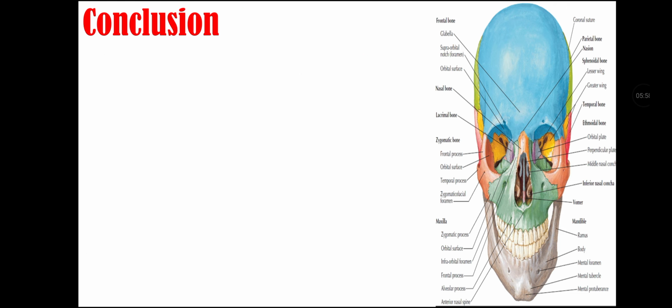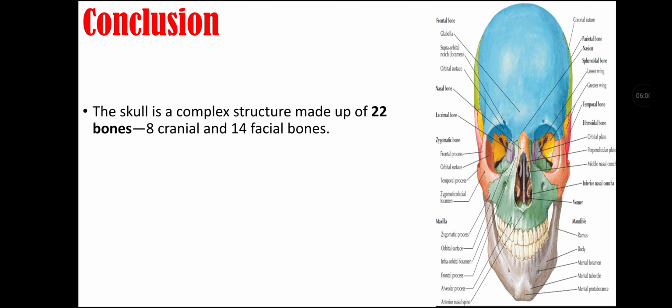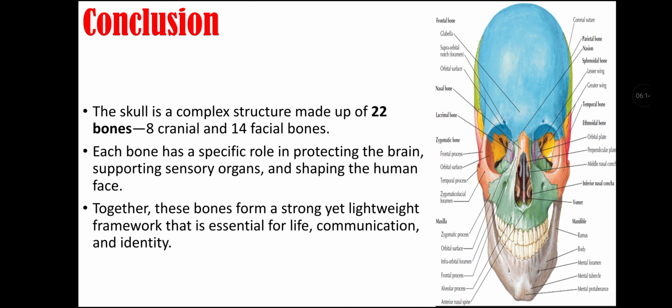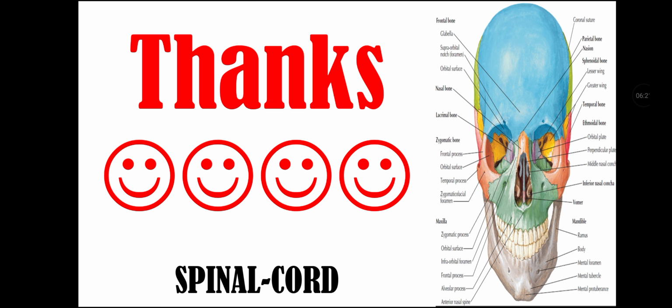Conclusion of this lecture video. The skull is a complex structure made up of 22 bones, which include 8 cranial bones and 14 facial bones. Each bone has a specific role in protecting the brain, supporting sensory organs, and shaping the human face. Together, these bones form a strong yet lightweight framework that is essential for life, communication, and identity.